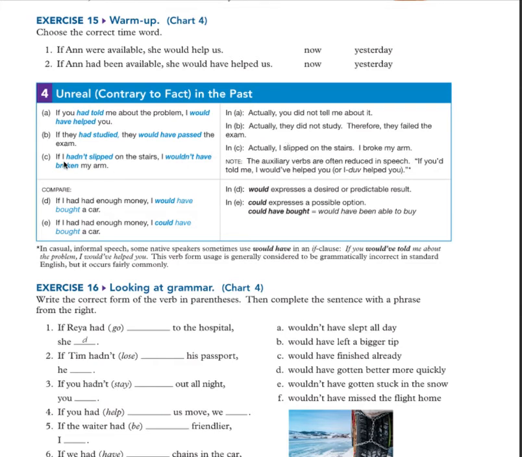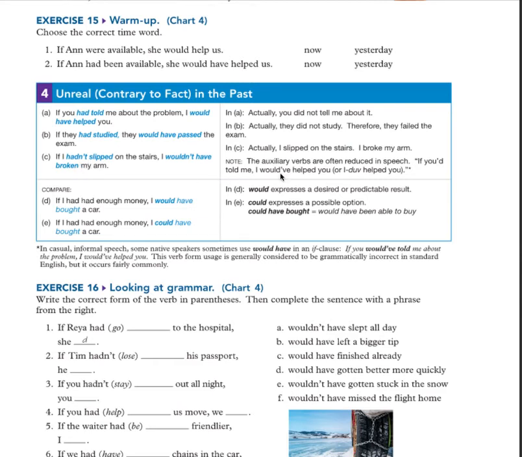And C. If I hadn't slipped on the stairs, I wouldn't have broken my arm. Actually, I slipped on the stairs, I broke my arm. Look at the if clause. Had not slipped, past perfect. Look at the result clause. Would have, past participle, broken.